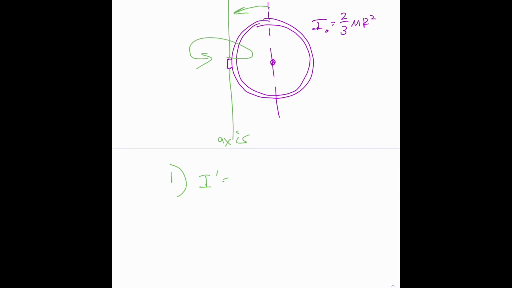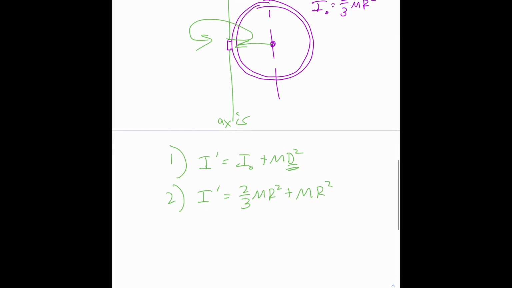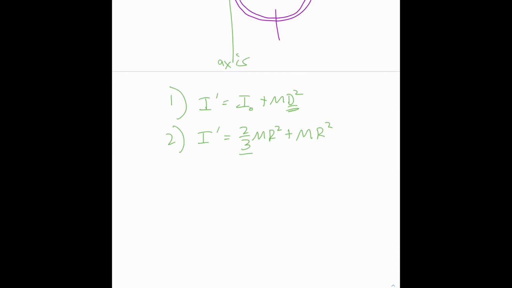Parallel axis theorem, I prime equals I naught plus md squared. In this case, I prime is equal to 2/3 mr squared plus m. There's another example where d is the full radius, so mr squared. So we get 2/3 plus, I guess that's the same thing as 3/3. So we get I prime is equal to 5/3 mr squared.